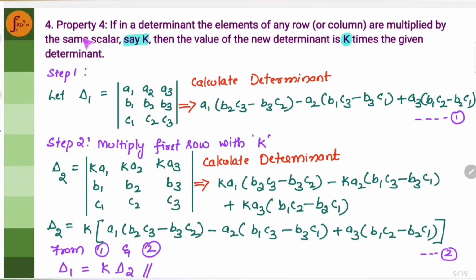Let's go through the fourth property. The fourth property states that if any particular row in the matrix is multiplied by some constant number, some scalar, say k, for example, this particular row A1, A2, A3, say it's multiplied by some constant number k.